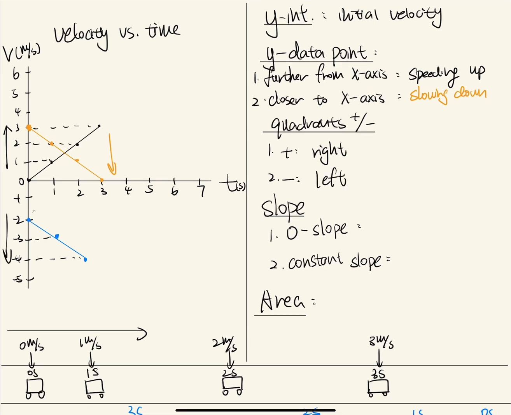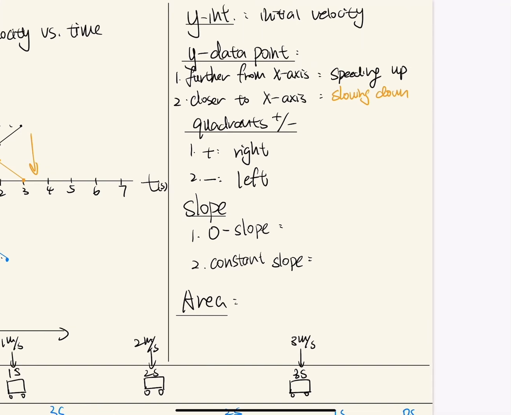Okay, now the slope of the velocity versus time graph is also important to know. We know that slope in general is change in y over change in x, or rise over run. So in this case, the vt graph, it would just be change in v over change in t. Now, if you watched the first video, this is equal to the average acceleration.